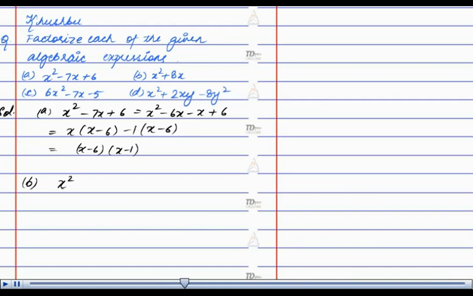Expression B is x square plus 8x. Taking out x common, we are left with x plus 8. So the final result is x into x plus 8.